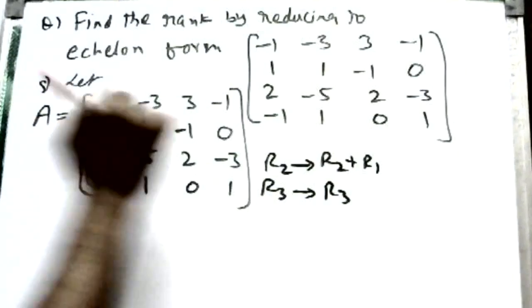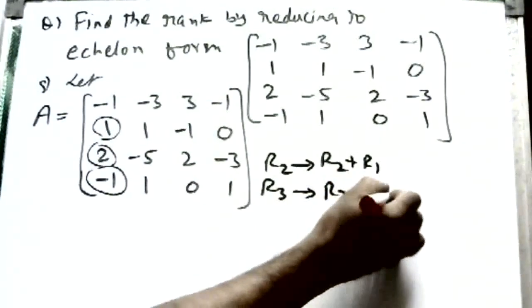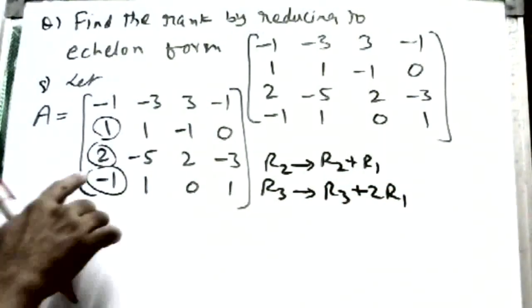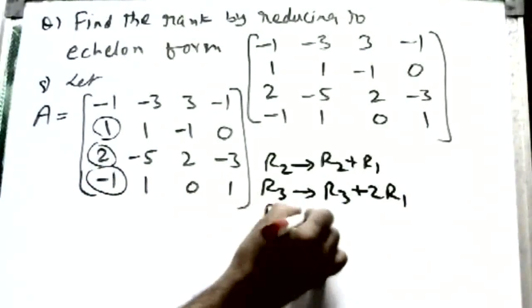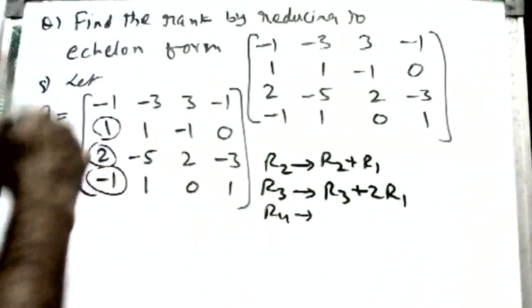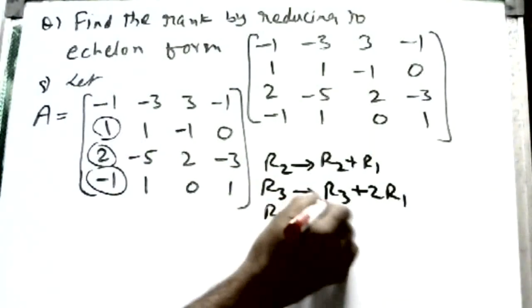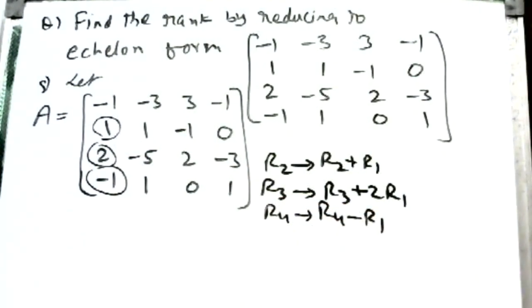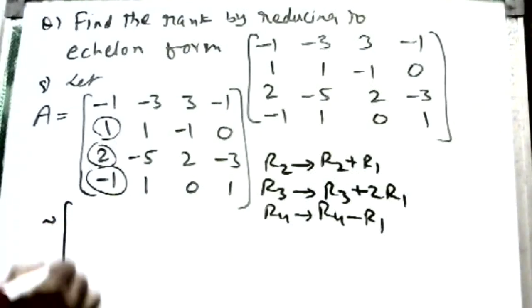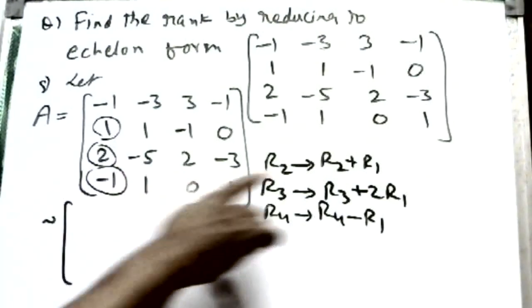R3 implies R3. We already have minus here, so write plus. Plus into minus, minus 2R1. Now R4 implies, this is minus 1, this is minus 1. R4 minus R1: minus 1 plus 1 will be 0. So R4 implies R4 minus R1. So let me change this one.